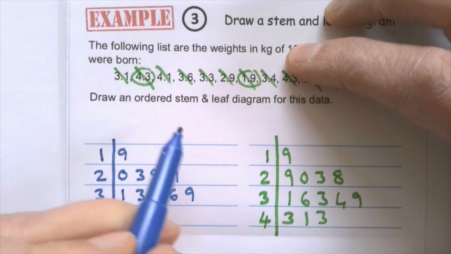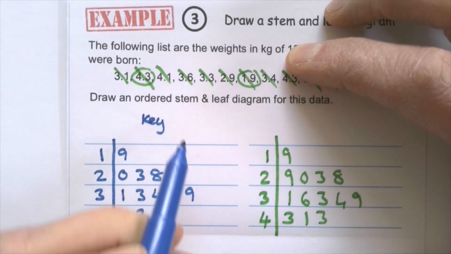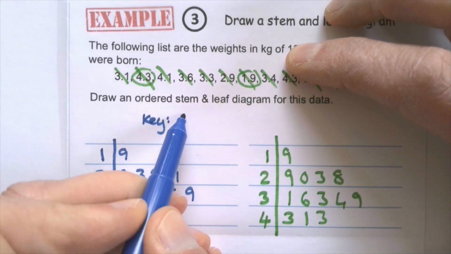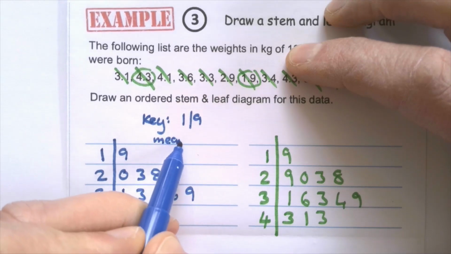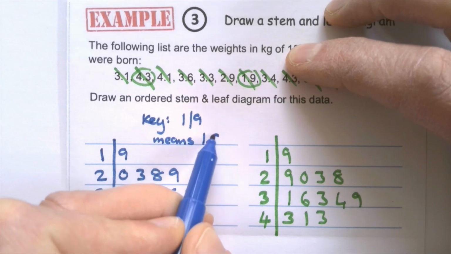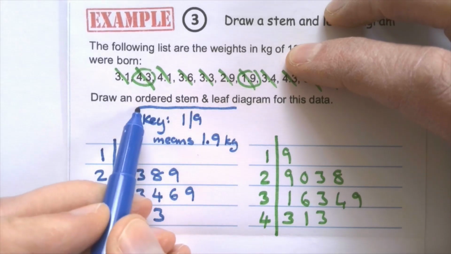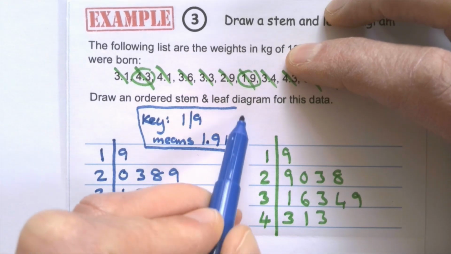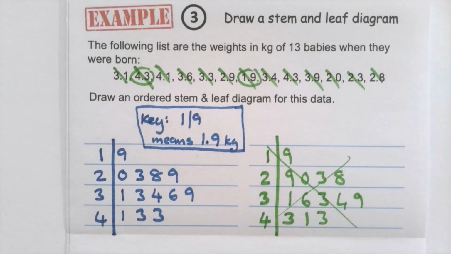And of course we need a key. Because what does this all mean? Does this mean 19 or 1.9? So 1.9 means 1.9 kilograms in this case. And we're done. Oh, and the last thing we need to do, of course, is just cross out the rough and ready version just so everyone knows what our final version is.